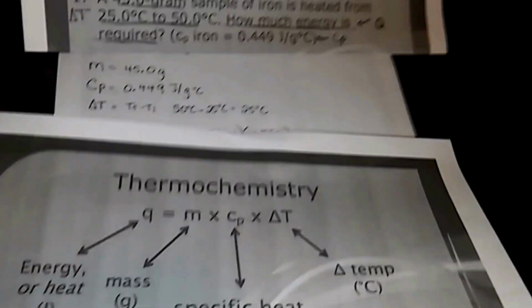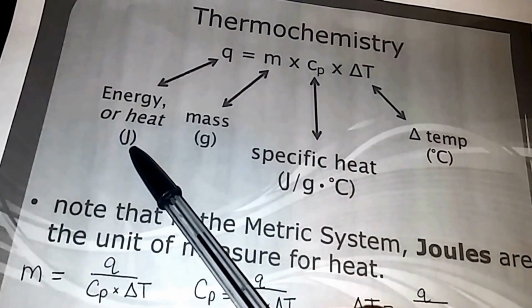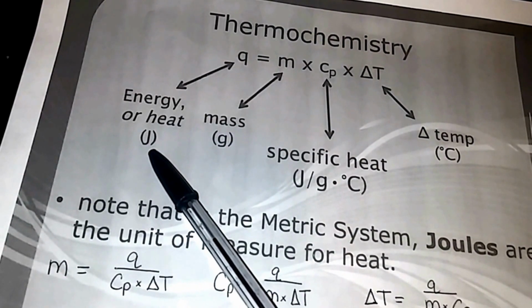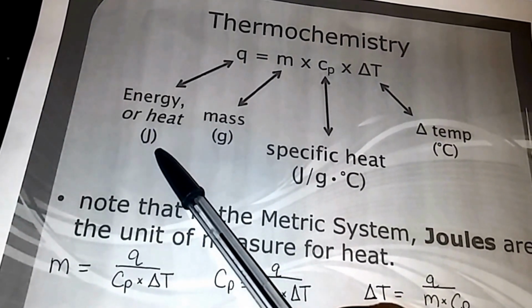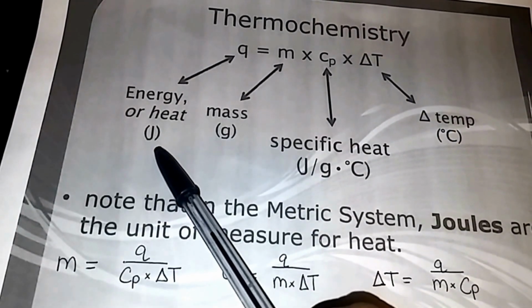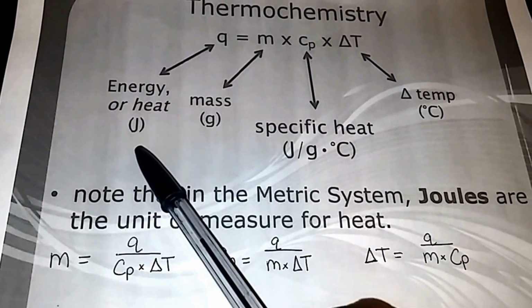If all else fails, you go back, you look at Q, and you know Q is going to be expressed in joules. So either you're going to manipulate how the units are, or you're going to go ahead and look at your notes and know that Q is going to stand for units of joules.